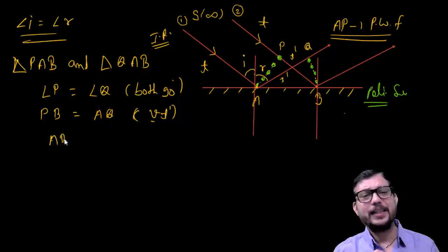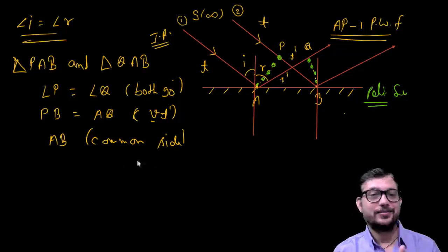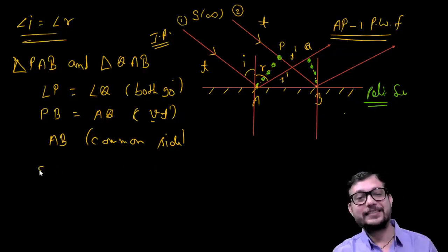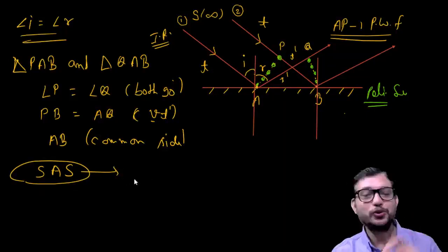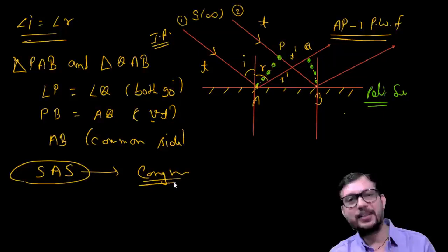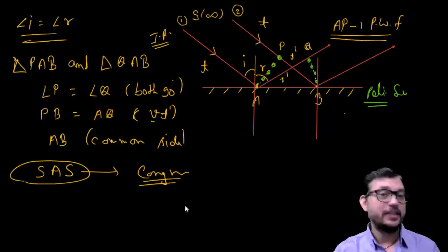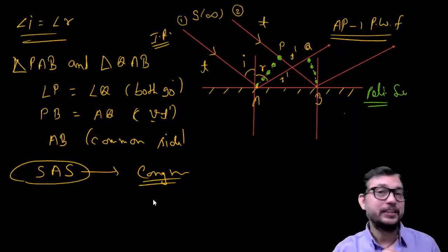And AB is the common side in both triangles. So we have side, angle, side. This is the property: side angle side means the two triangles are congruent. And if two triangles are congruent, we can simply say that the third angle must be equal.